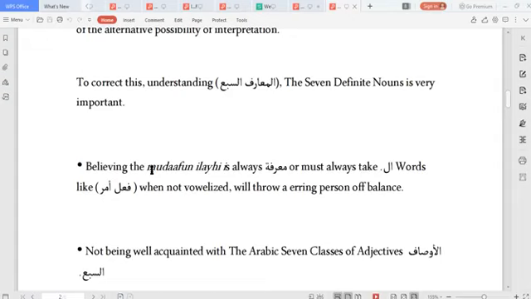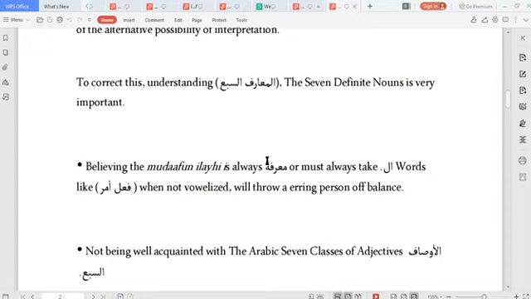The next erroneous belief or view is believing that the mudaf ilayh is always ma'rifa, that your mudaf ilayh must always take alif and lam. I have seen students who asked such a thing. I was teaching mudaf and mudaf ilayh, and I wrote Kitabu Muhammadin. He said, why is Kitabu Muhammadin mudaf and mudaf ilayh? That Muhammad is not taking alif and lam there. So do we get? That is an erroneous view too. You should note that a ma'rifa is not restricted to what takes alif and lam.